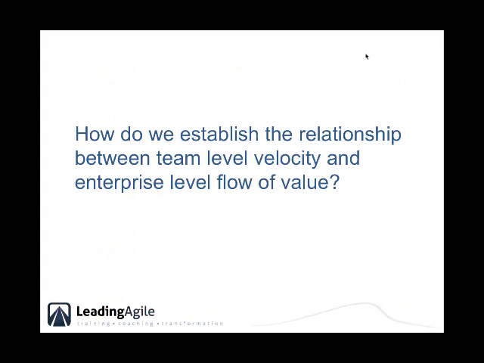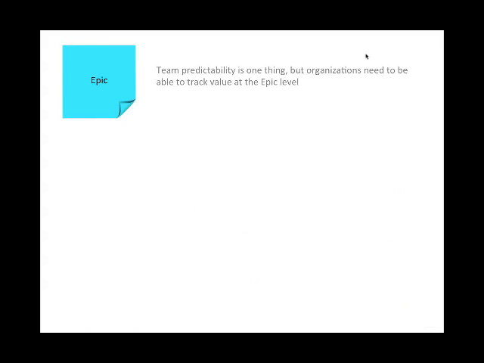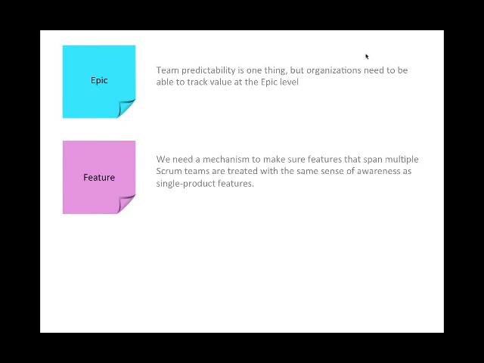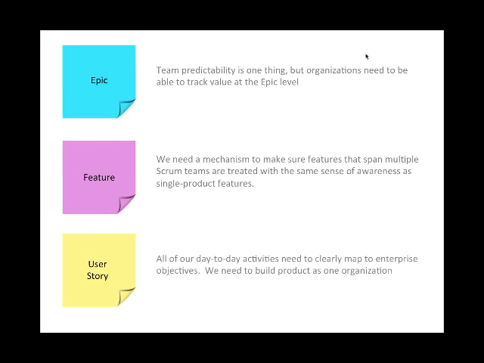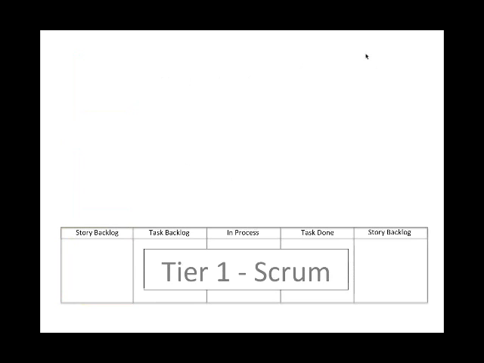But now what we want to do is establish the relationship between team-level velocity and enterprise-level flow of value. This is the key. Team predictability is one thing, but organizations need to be able to track the value at the epic level, those highest level bubbles on my earlier diagram. We need a mechanism to ensure that features that span multiple Scrum teams are treated with the same sense of awareness and urgency as single product features. And all of our day-to-day activities need to clearly map to enterprise objectives. We need to build the product as one organization.